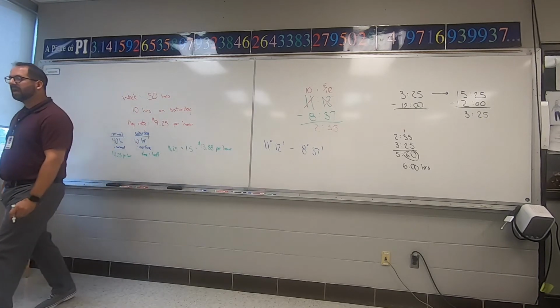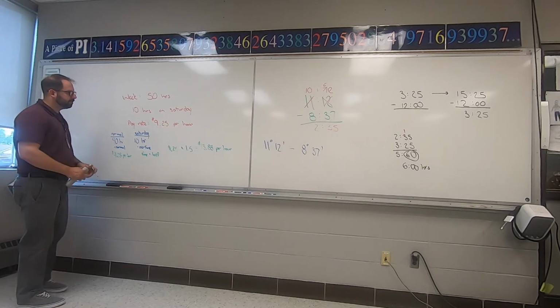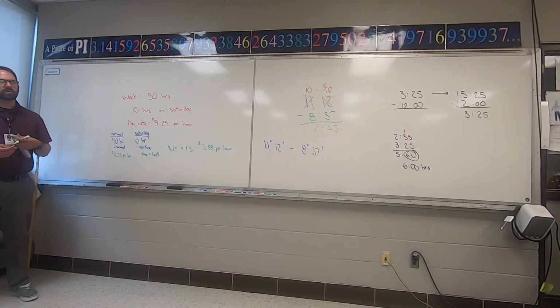That's 1.5. So that's your overtime pay since you're working on a Saturday, not a Sunday. If it was Sunday, it'd be what, $18.50? It'd be double time, double pay. But we're just doing time and a half pay. Does that make sense? The shortcut for doing time and a half is 1.5.